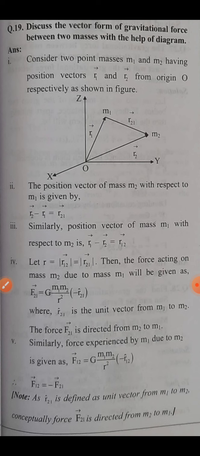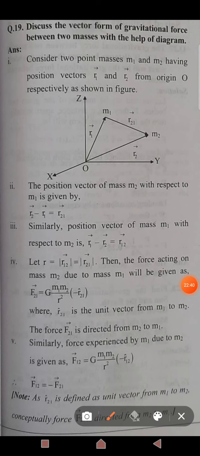Then we discussed the vector form of the gravitational force between two masses with the help of a diagram. Here we have drawn the diagram in which m1 and m2 are the two masses separated by the distance r21. When we write r21, we take the difference as 2 to 1, and for r12, the difference is 1 to 2. So vector r21 means vector r2 minus vector r1, and vector r12 means vector r1 minus vector r2.